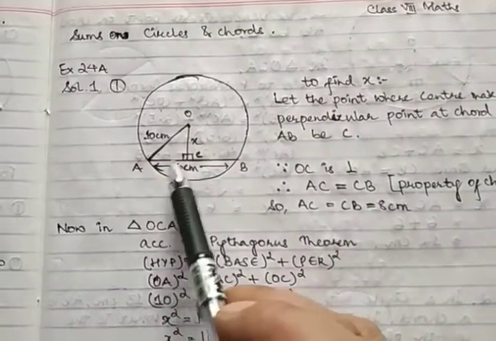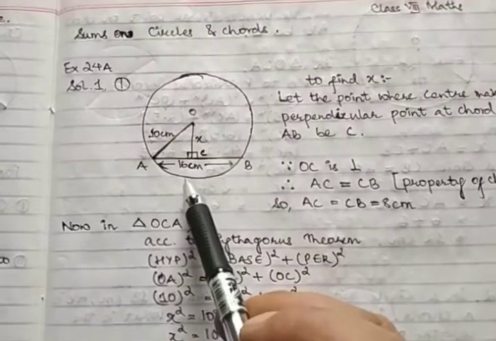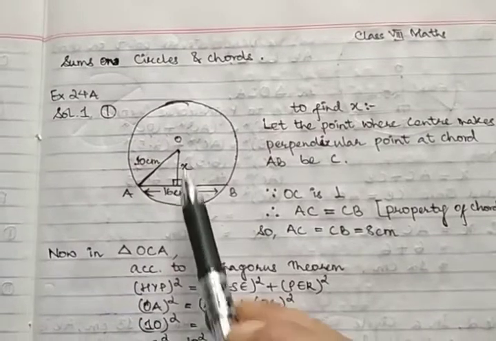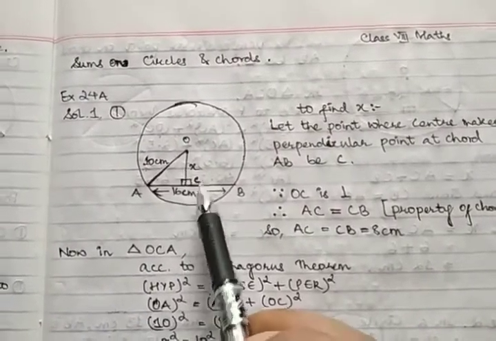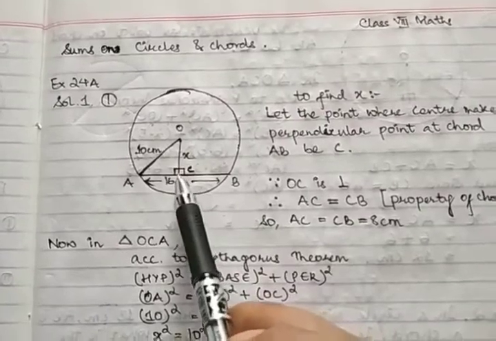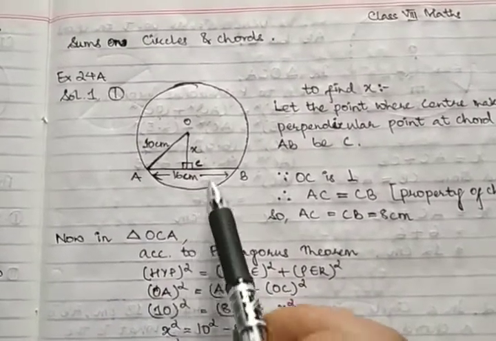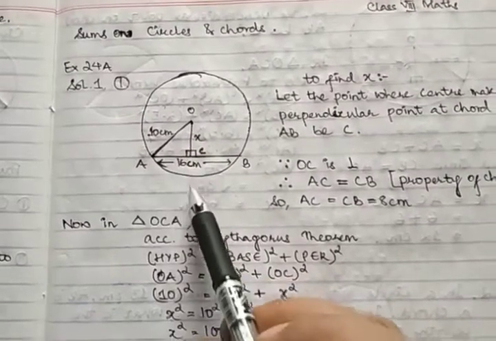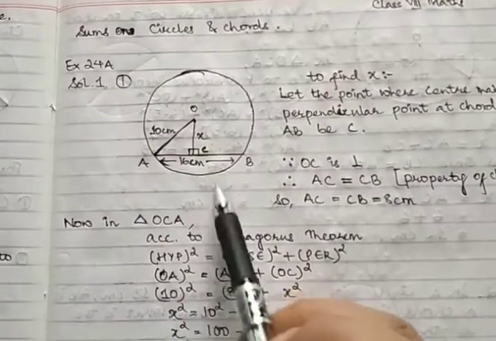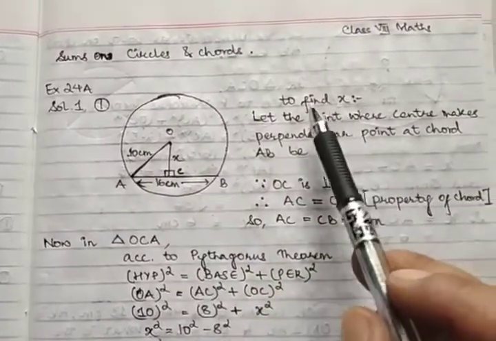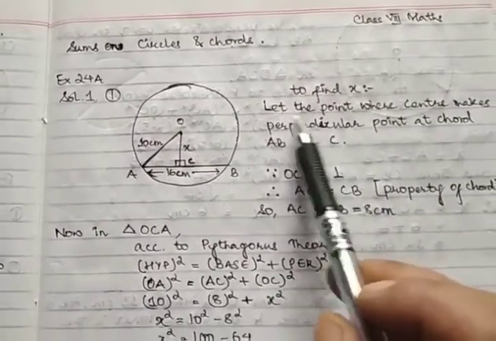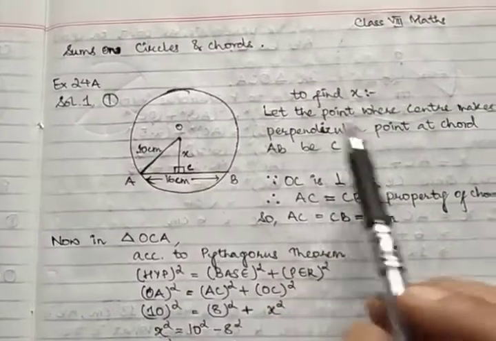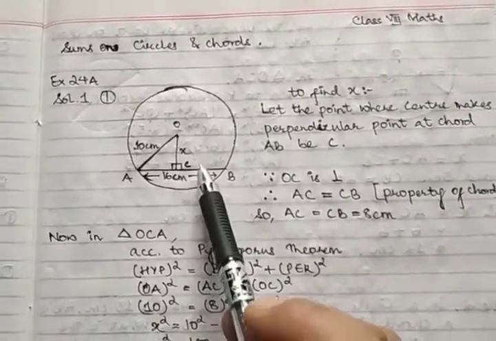Remember the theorem, the property of the chord: the perpendicular line from the center to a chord divides the chord into two equal halves. So we know that AC and CB are equal, and the total length is given as 16 centimeter. So I can easily tell that AC is 8 centimeter and CB is 8 centimeter, overall 16 centimeter. Now we need to find X. First of all, let the point where the center makes a perpendicular to the chord AB be C. The name of the point was not given, so I have assumed the point as C.